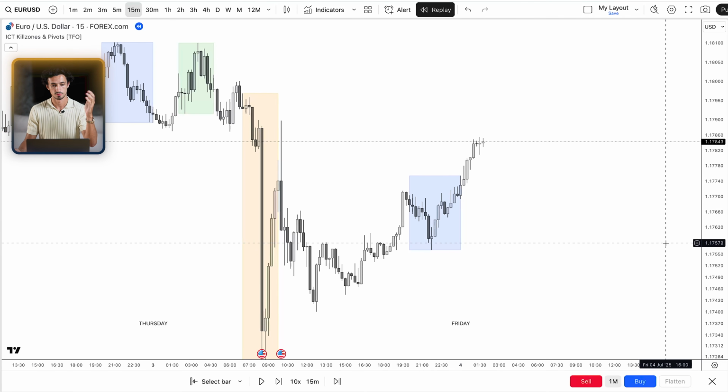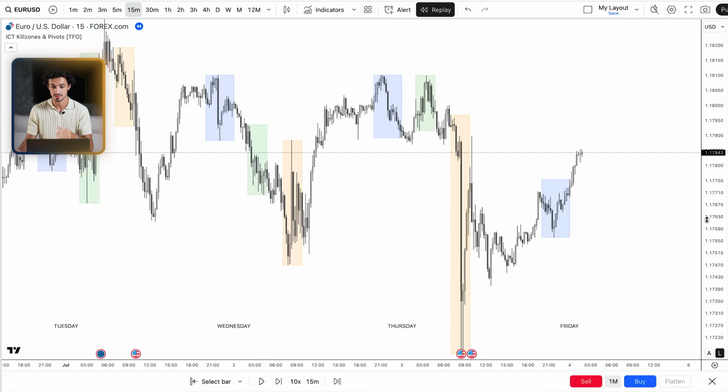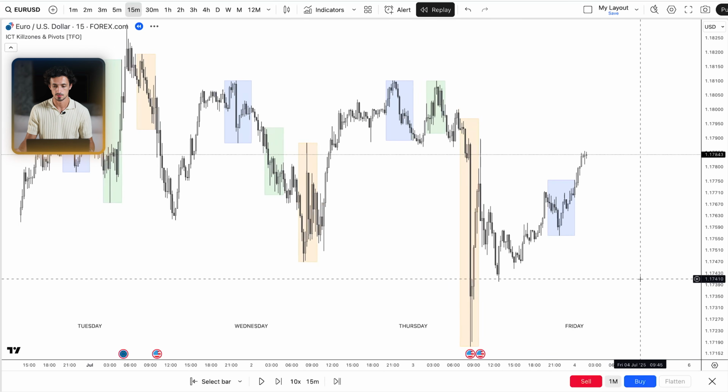So let's dive in and break this trade down. So here we are, EURUSD, 15-minute time frame. For this specific strategy, this is the time frame that I'm usually going for.